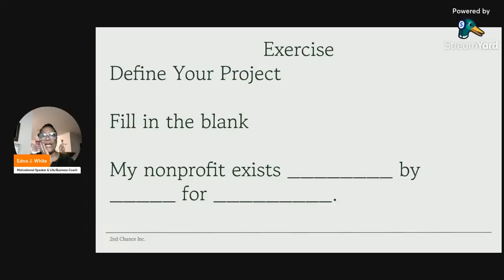to fill in those blanks, because again, this is so very important. Gathering the idea, what you're trying to fund. Answer the question, fill in the blank. My nonprofit exists to blank, by blank, for blank. Here we go. 2 minutes.